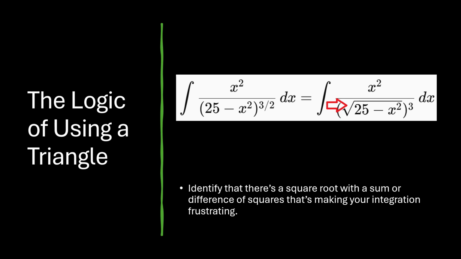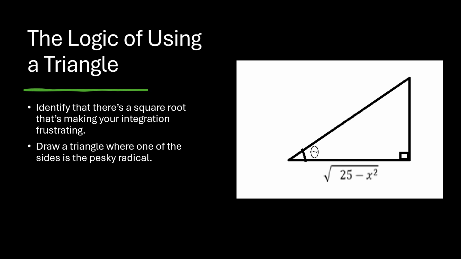So first of all, we're going to identify that there's a square root with the sum or a difference of squares that's making your integration kind of frustrating, like this one. Sometimes they're kind of hidden. You see that raised to the 3/2 power? The fact that it's 3/2 power means that you have a square root. Next, we're going to draw a right triangle, and that pesky radical is going to be one of the sides of your triangle. Make sure to label a theta because we're going to be switching variables.